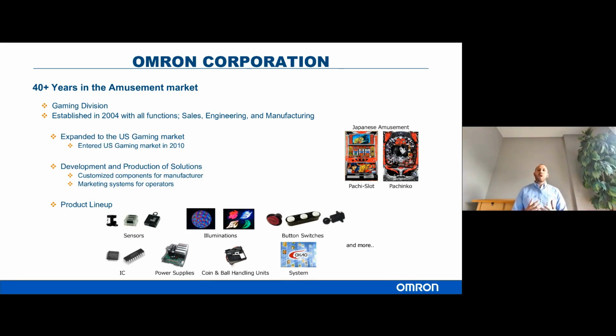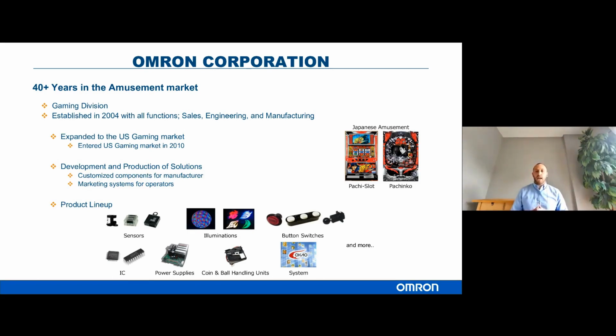From there, our gaming market grew to such good business that in 2004 we decided to open a strategic division of Omron for gaming, which carries all functions for the casino gaming market, including sales located globally, engineering located in Japan, and manufacturing located throughout Asia. With that gaming division, we decided to expand to the US gaming market roughly in 2010.